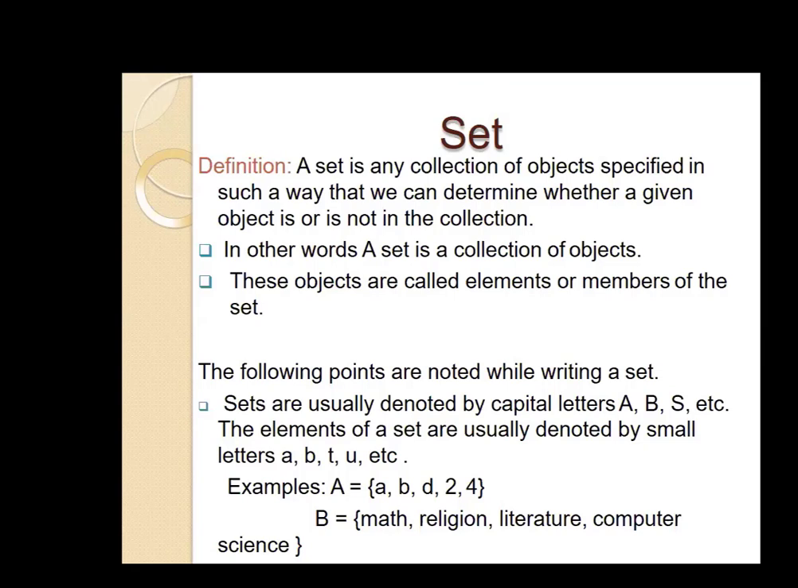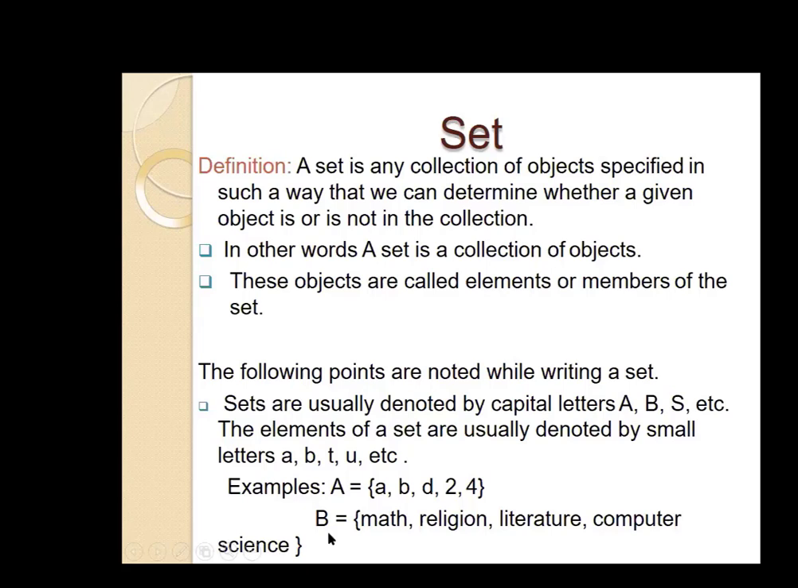In a set, you can see we have the objects. These objects are called elements or members of the set. In this example, A is equal to {A, B, D, 2, 4}. So these are the objects like A, B, D, 2, 4. These are called objects and they come in the form of a collection. When they make a collection or particular set, that is denoted by A.